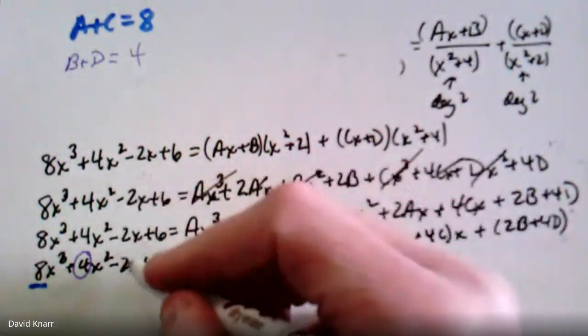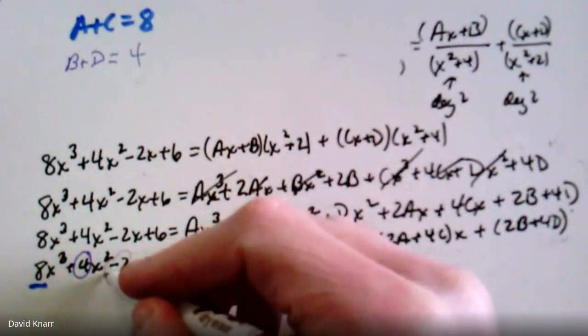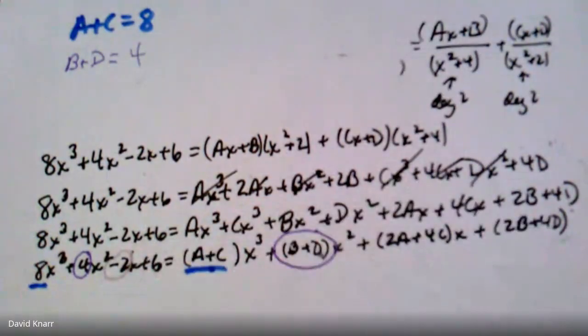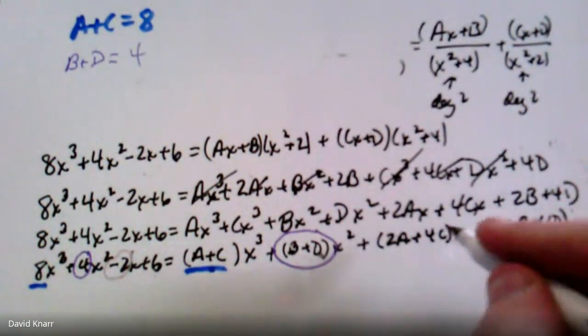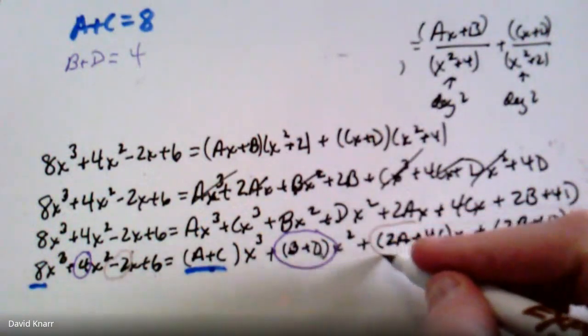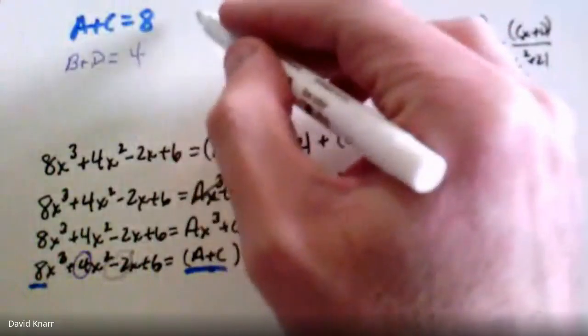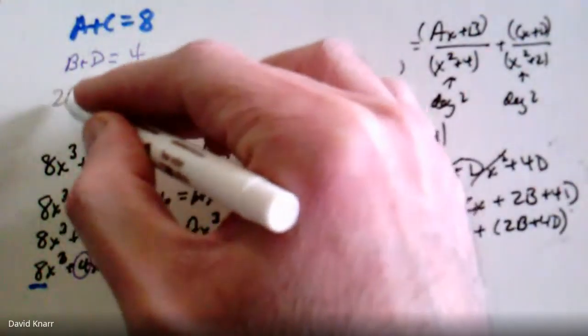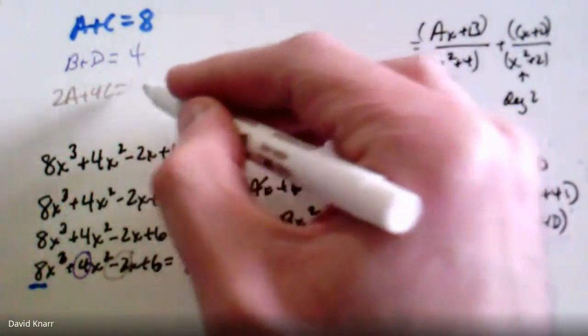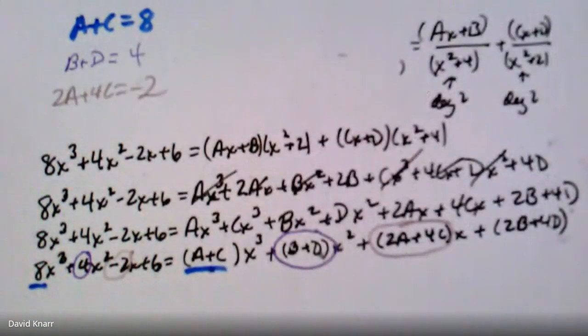Next, I have a negative 2x. See it? There it is. It's negative. Okay. On the right, I have a 2a plus 4c in front of an x. So I know that 2a plus 4c has to equal negative 2.